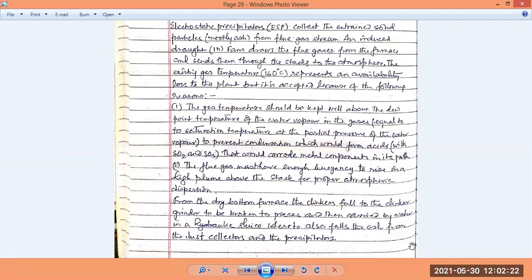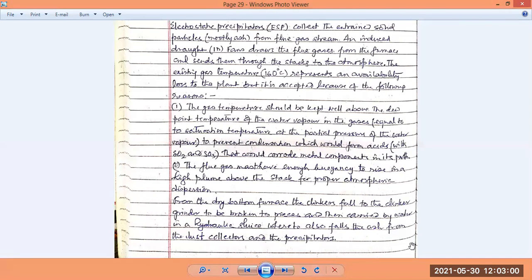The gas temperature itself should be kept well above the dew point temperature of the water vapor in the gases, equal to the saturation temperature at the partial pressure of the water vapor. What is the dew point? It is the saturation temperature at the partial pressure of the water vapor, to prevent condensation, which would form acids with SO2 and SO3 that could corrode the metal components in its path.